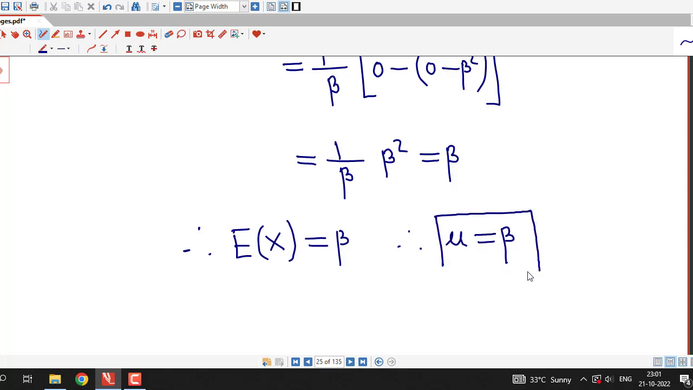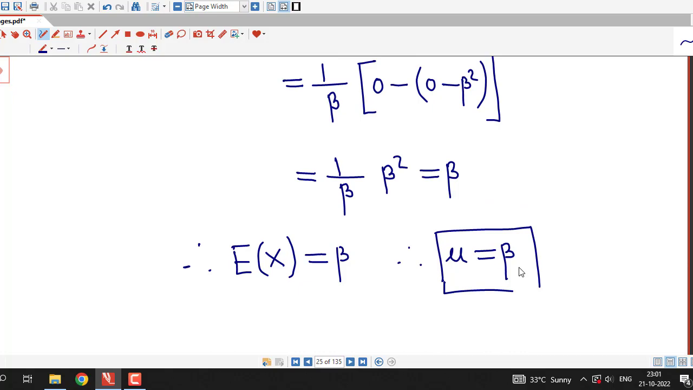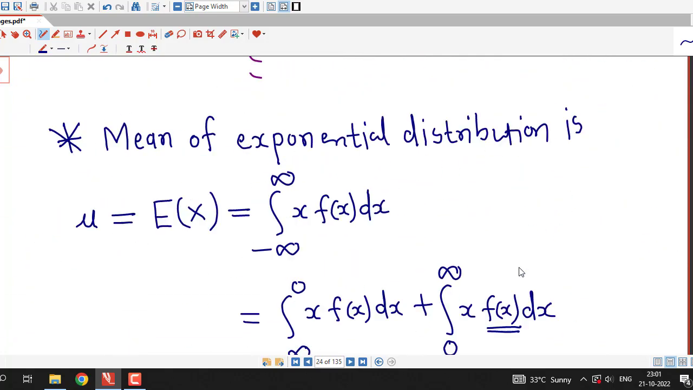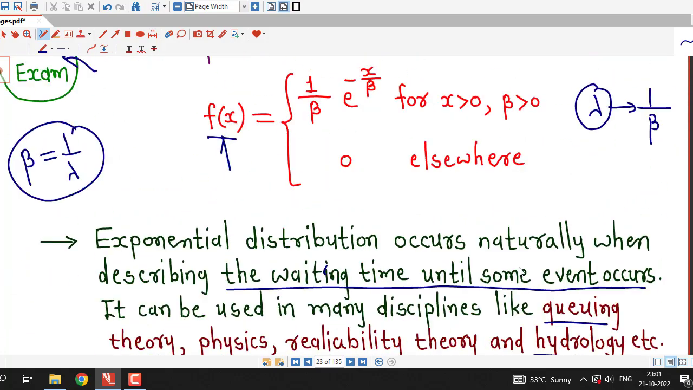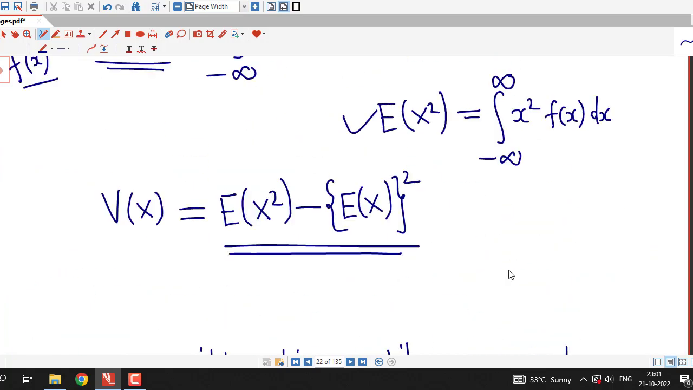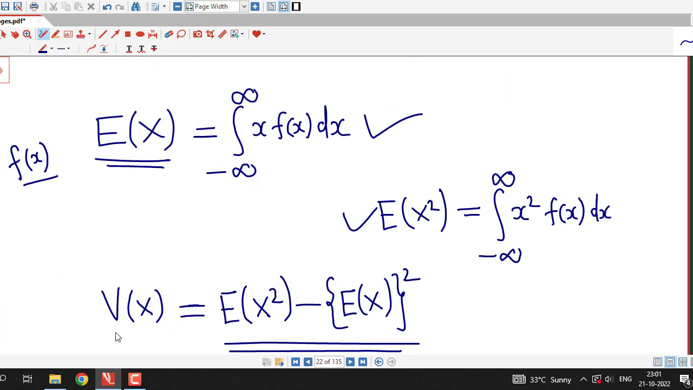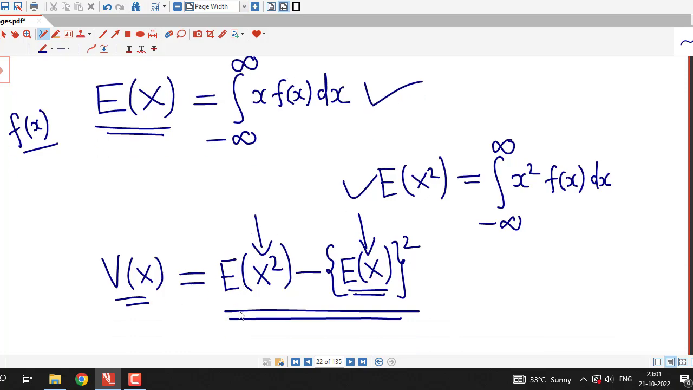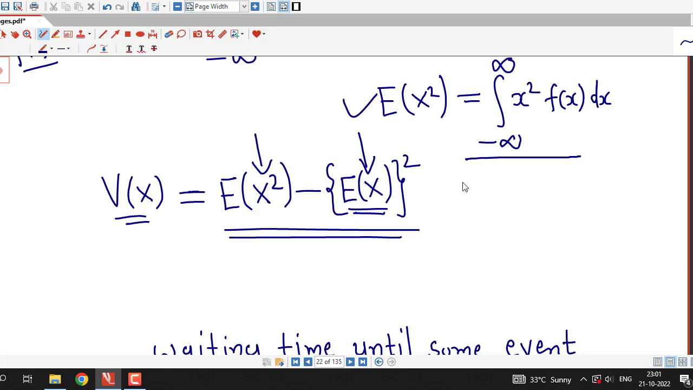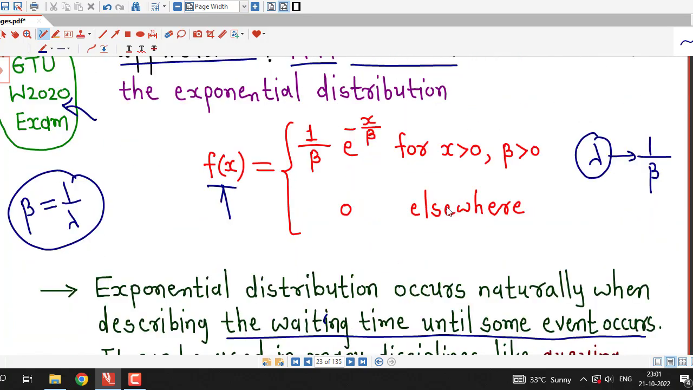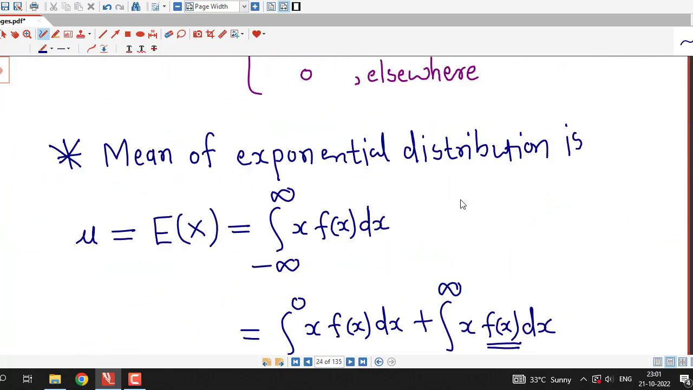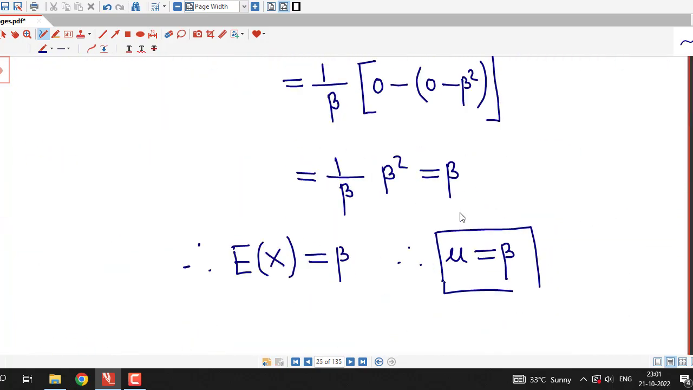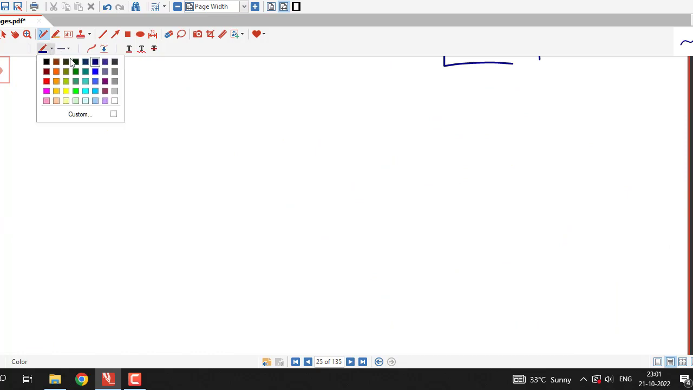or we can simply write mu equal to beta. Now to find the variance, first I have to find the expected value of x square, because the variance of x is given by the expected value of x square minus the square of the expected value of x. We have obtained this. Now we try to obtain the expected value of x square using this formula. So now in the next step, our aim is to find the expected value of x square.